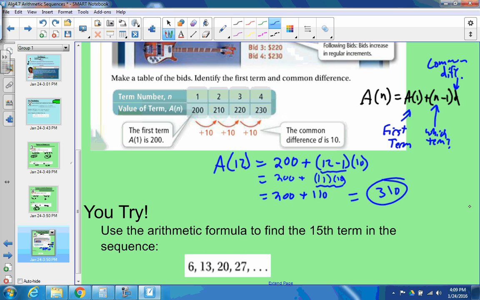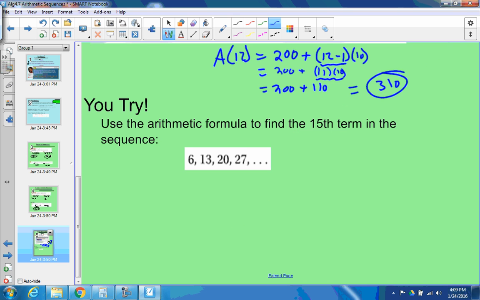So we're going to try one more. I would like you to use the arithmetic formula to find the 15th term in the sequence. I'm going to actually go through this one with you. So again, we're going to use that formula. I'll write it out again. Here we go.